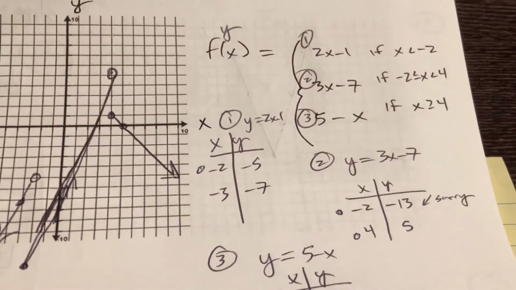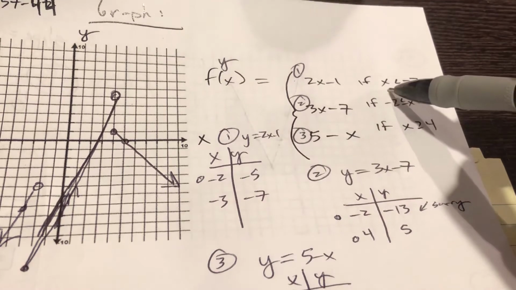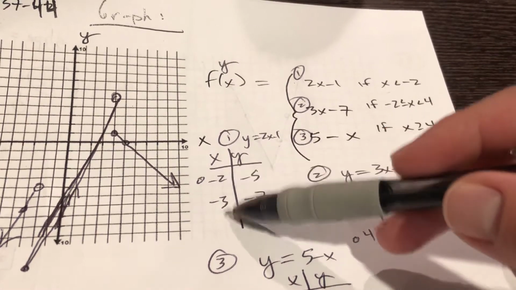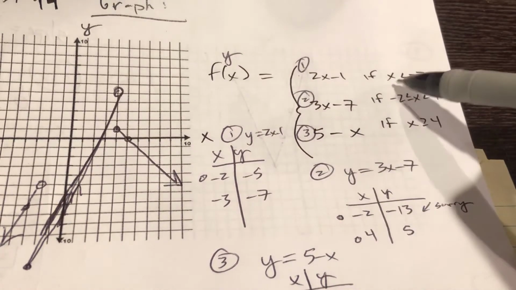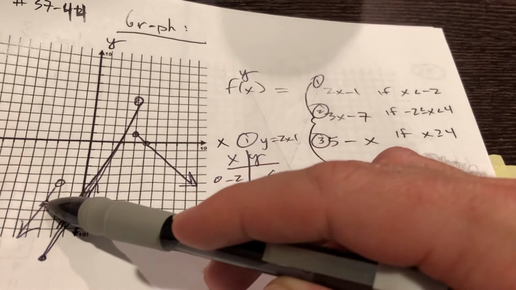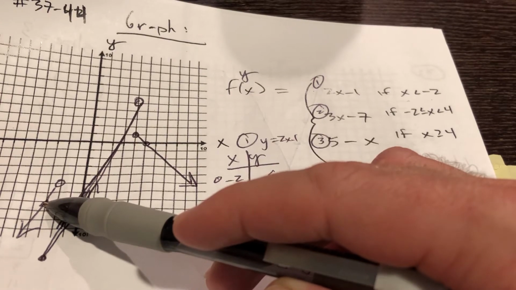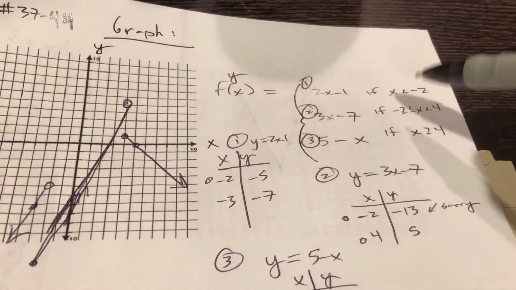Okay, on 37 here, your first equation is y equals 2x minus 1. Negative 2 and negative 3 I'm going to use for x. Plug negative 2 in for x. Plug negative 3 in for x. X is less than negative 2, so you're going to have an open circle at negative 2, 5. Obviously, closed circle at negative 3, negative 7. It's going to continue south.